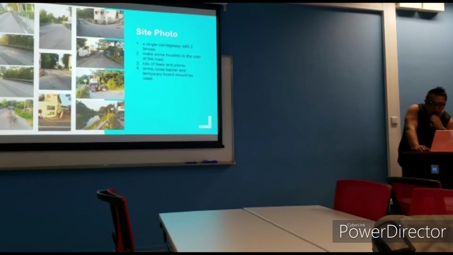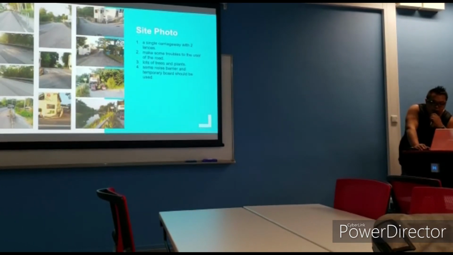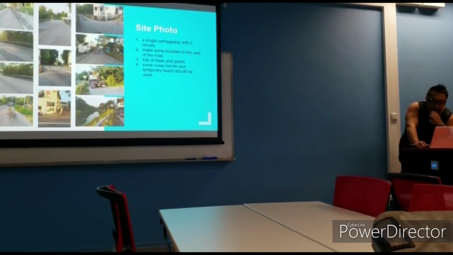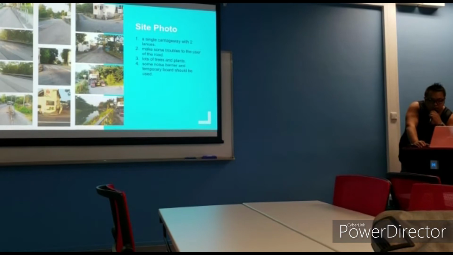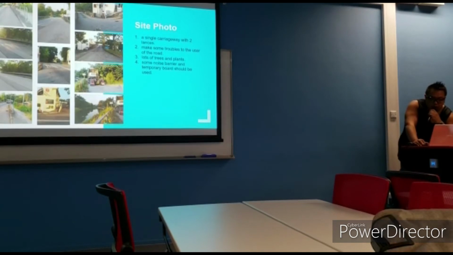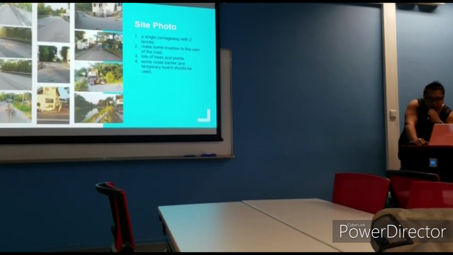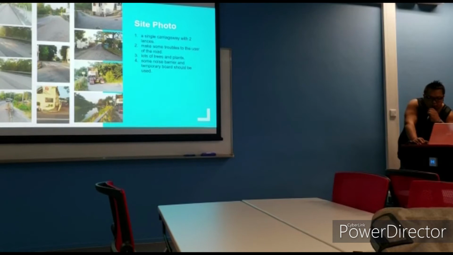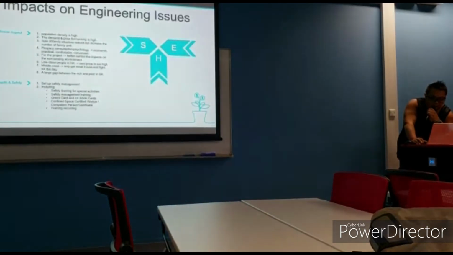From the site photo, we found that there is a single carriageway with 2 lanes, and during the construction there will be some trouble to the users of the road. And also, we find that there are lots of trees and plants. Therefore, we need to make some noise barriers and temporary blocks.